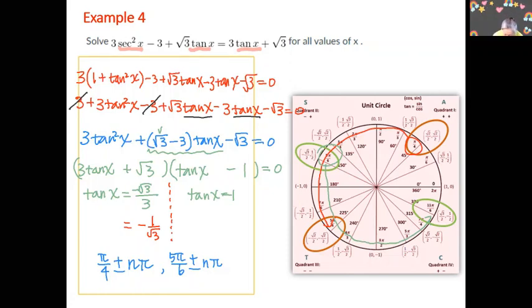Then we define n being integers. Okay, that's all we need right there. How is it? Any questions?